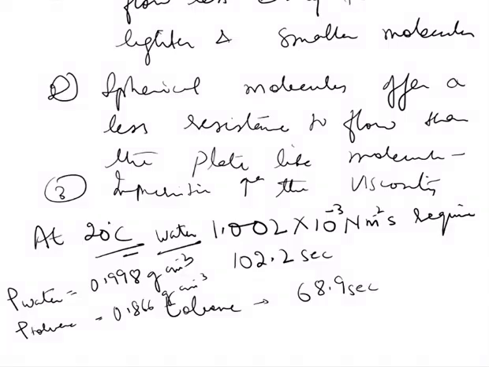At 20 degree Celsius, pure water with an absolute viscosity of 1.002 into 10 power minus 3 Newton per meter square second requires 102.2 seconds to flow through the capillary of an Ostwald viscometer. At 20 degrees Celsius, toluene requires 68.9 seconds. The densities of water and toluene are 0.998 and 0.866 gram per centimeter cube respectively. Calculate the viscosity of toluene. You do it, class, okay? Take your 5 minutes and do it properly, because in some numericals' answers there are errors here and there. Okay, do it.